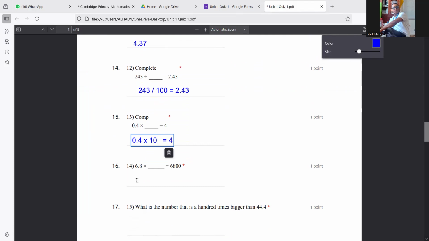Question 14. It says 6.8 multiplied by a number is getting you what? Like this one, it's getting you 6, 8, and 2 zeros. Like the decimal point was here. The decimal point has been moved from here, 1, 2, 3. 3 places. This number is multiplied by 1,000. It's going to give you this answer.